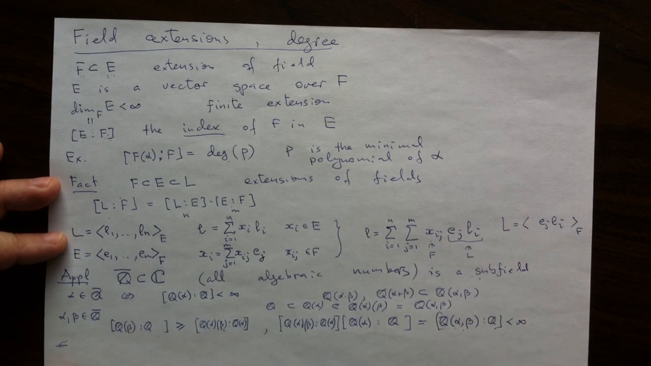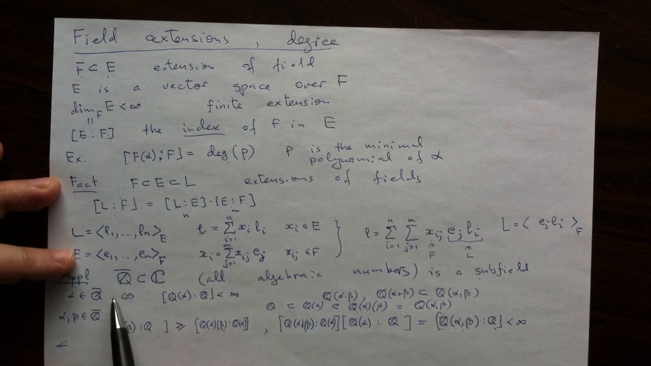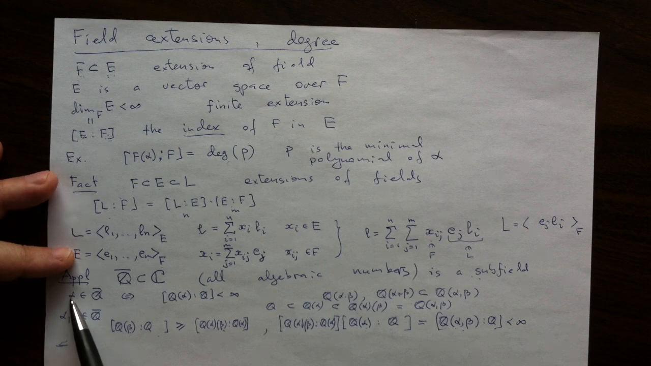Well, this is delegated to you to check that this is actually a field, that the inverse of any algebraic number is also algebraic. This is straightforward. You just have to find the polynomial which will have alpha inverse as its root, and you can find it by starting with a polynomial for which alpha is a root.